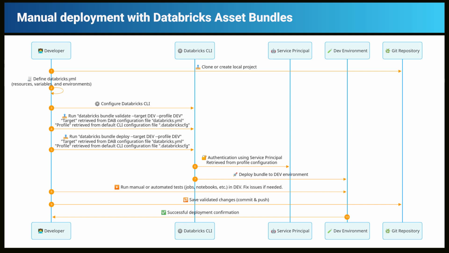If the authentication is successful, the bundle is deployed. Optionally, manual or automated tests and possible error corrections are executed. The validated changes are saved to the branch, and the deployment is restarted until everything is verified to be correct.